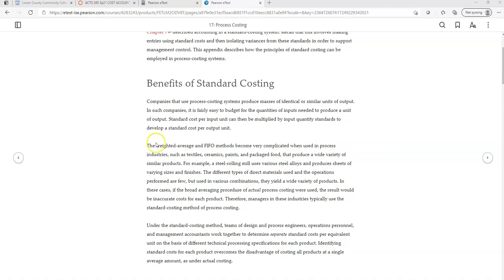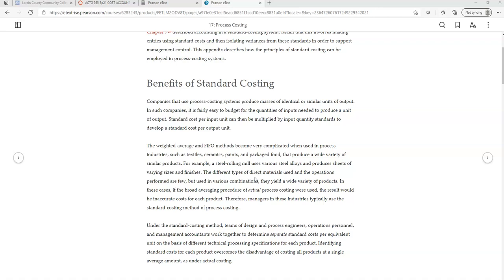So now, the weighted average and first in, first out methods do become complicated in certain industries: textiles, ceramics, paints, packaged foods. A wide variety of similar products. We may not have that many different materials going in, or that many different operations, but if we have a lot of different combinations using the few differences in direct materials and operations, and have a wide variety of products, then broad averaging, like we did in process costing, for each unit would be inaccurate.